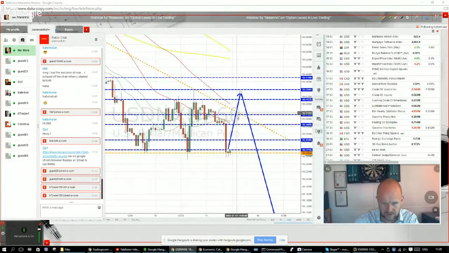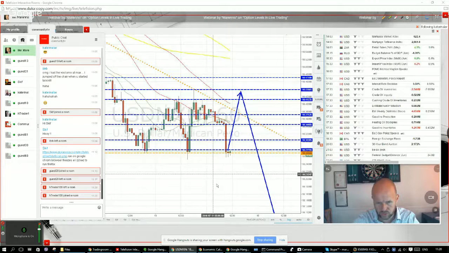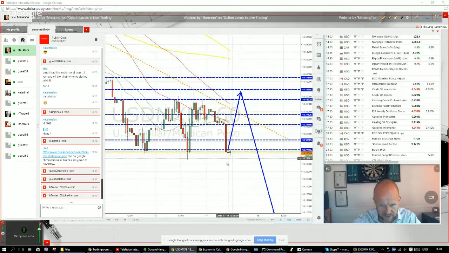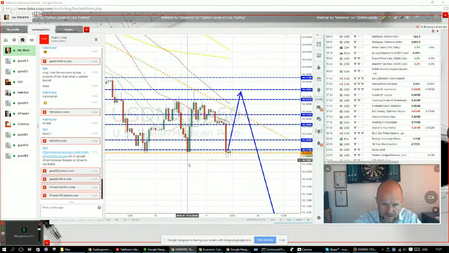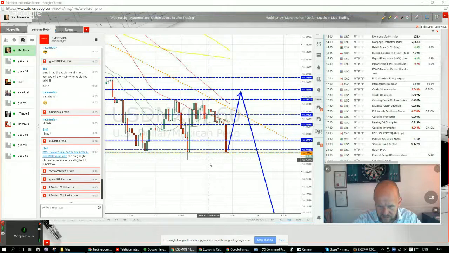And this is my scenario of something that is possible to happen. Of course, it can just drop down from here. Well, you can leave a sell stop order here, just below this level at 18.2505.